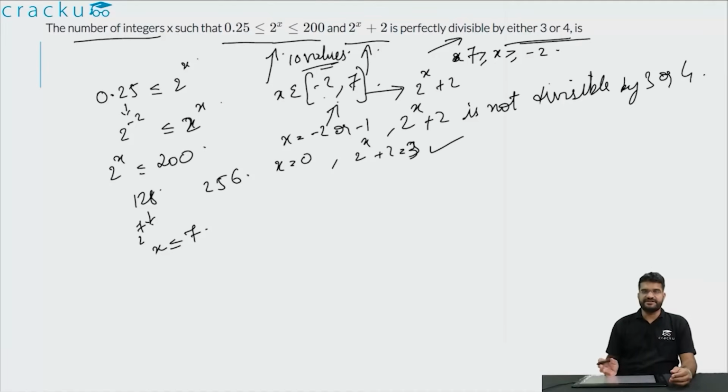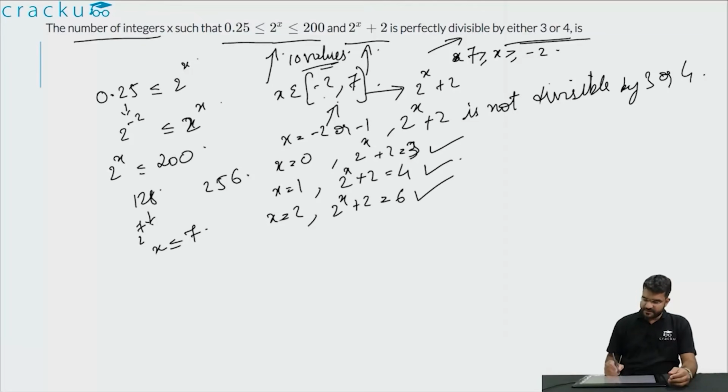We need to check whether it is divisible by 3 or whether it is divisible by 4. Any of the two will work fine. When x is equal to 1, 2 to the power x is 2, plus 2 will be 4. This is divisible by 4. Similarly, when x is equal to 2, 2 to the power x is 4, plus 2 is equal to 6. This is divisible by 3. Similarly, when x is equal to 3, 2 to the power x plus 2 will equal 10. This is neither divisible by 3 nor by 4.